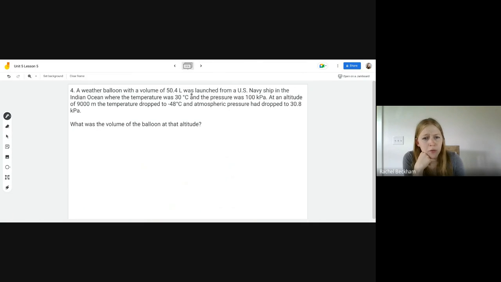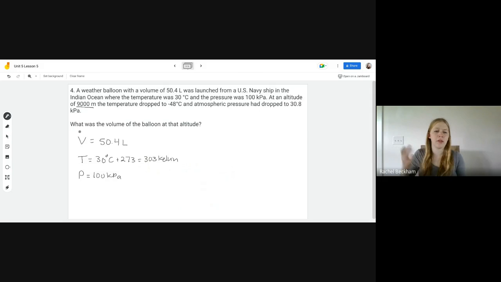Okay. Number 4, a weather balloon with a volume of 50.4. So I'm going to write that down. My volume is 50.4, launched from a ship in the Indian Ocean where the temperature, my T, is 30 degrees C. Let's go ahead and convert that to Kelvin. So 30 plus 273 is 303 Kelvin. And the pressure was 100 kPa. At an altitude of 9,000 meters, that's not really important. The height doesn't matter.